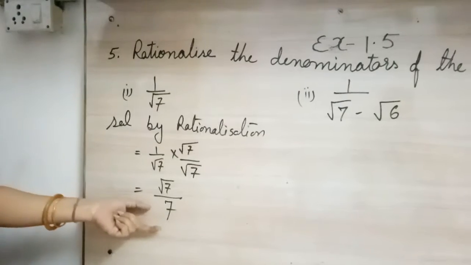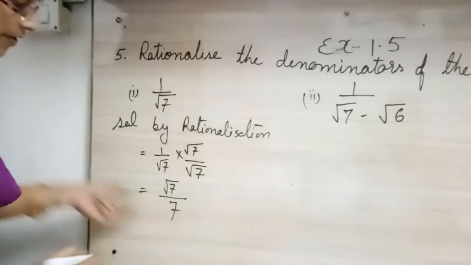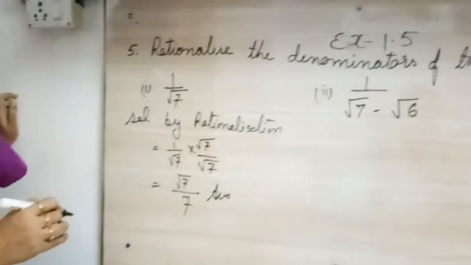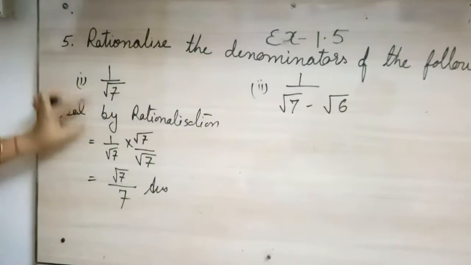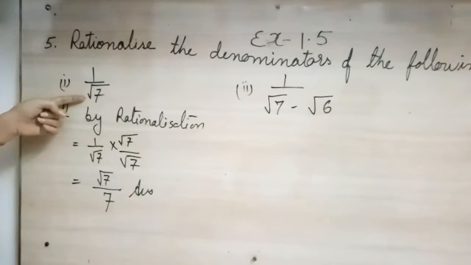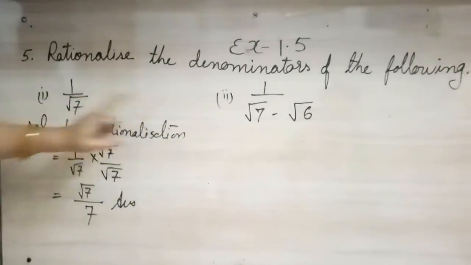Now here the denominator is a rational number. This is our requirement and this is our answer. No need to further cancel it down. Okay, all this method we are doing just to remove the irrational number from the denominator. Okay, now let's see one more example.